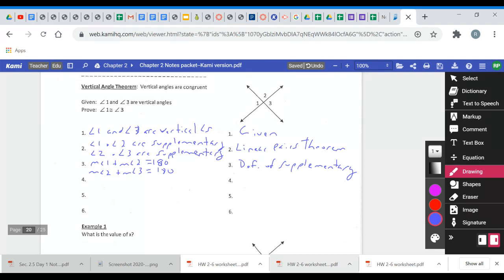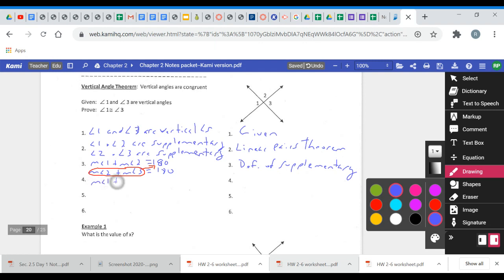From there, we can use the fact that angle 1 and angle 2 equal 180 and angle 2 and angle 3 equal 180. I can take this information and plug it in for the 180. I'm substituting: if I know that stuff is equal to 180, I can put that stuff in for 180's place. So my line becomes measure of angle 1 plus measure of angle 2 equals measure of angle 2 plus measure of angle 3. And that is substitution. We put something into something else's place.